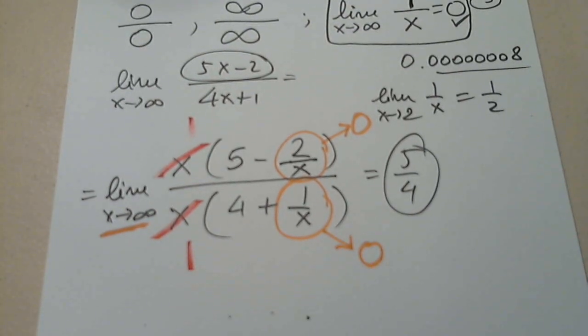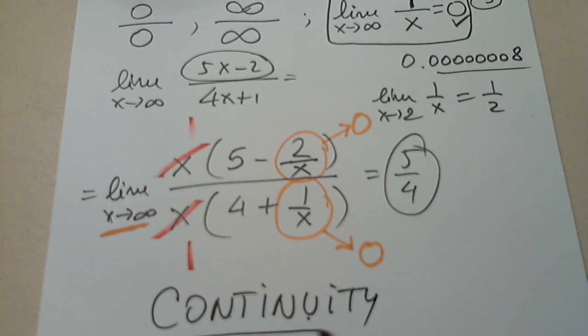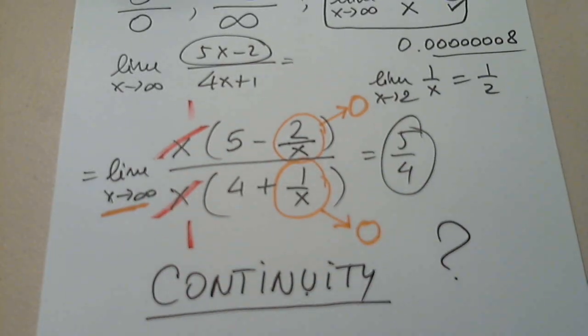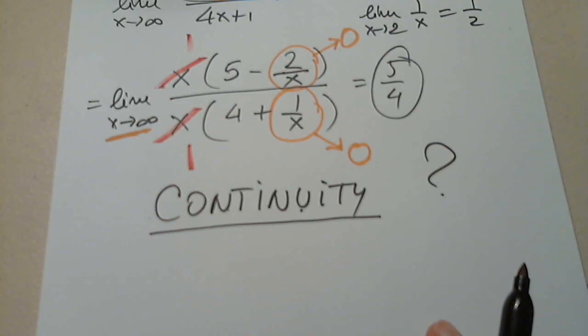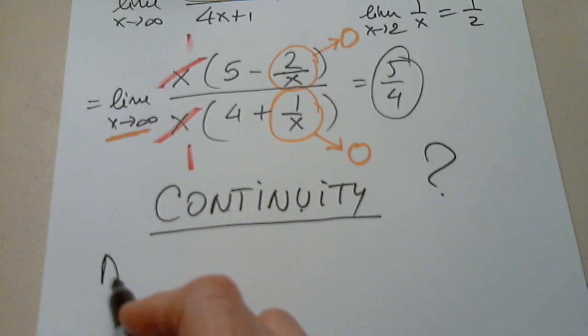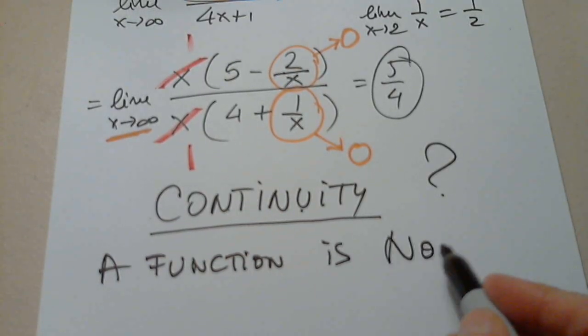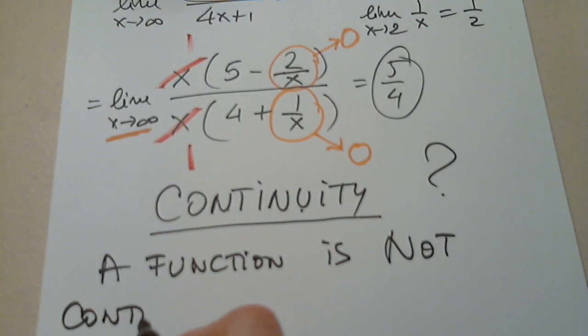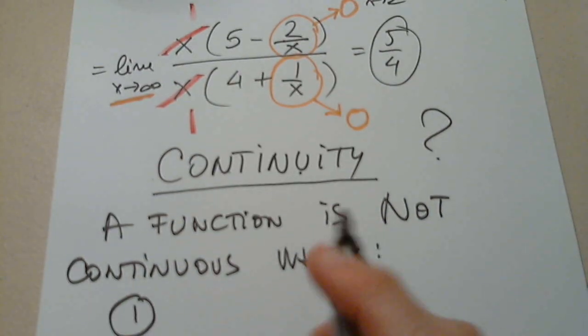One concept here that we need to discuss is continuity. What is continuity? So it's better to talk about when a function is not continuous first. A function is not continuous when, number one, it has a jump.